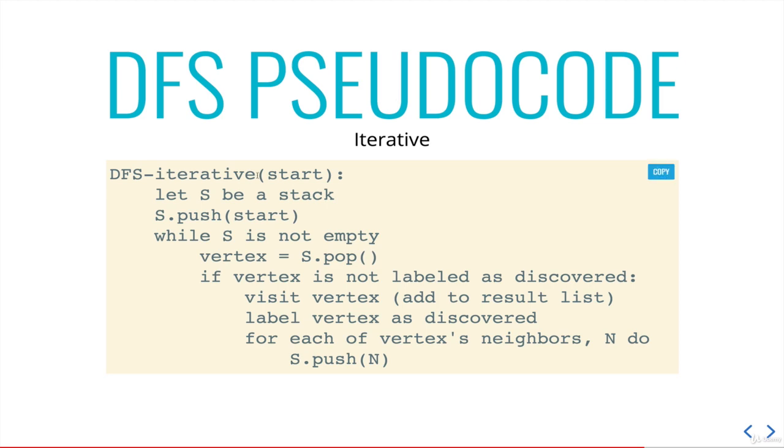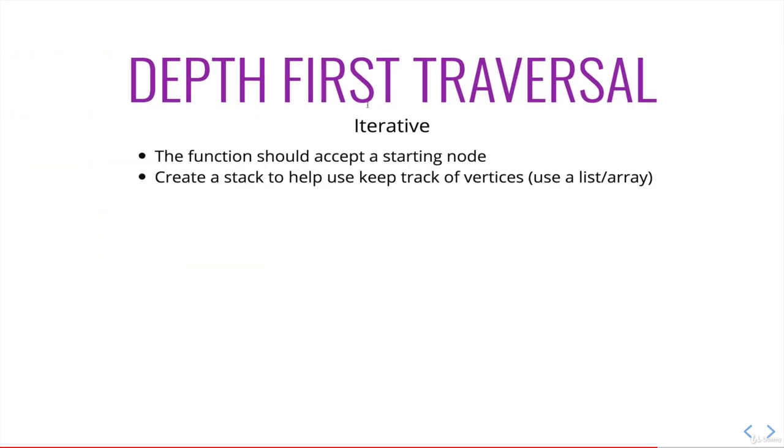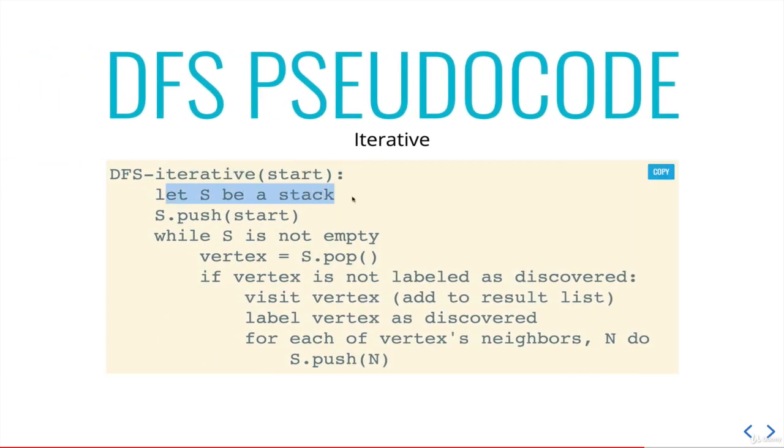So DFS iterative, here's the basic pseudocode, and then I have the more in-depth version. So we'll make a stack called S, which will be an array, starts empty. And we push the starting node, the vertex will start from A, probably, onto the stack. That's the first thing we want to do. Then we have a loop. While S is not empty, while there's something in the stack, we're going to pop something off of it, call that vertex. And then we're going to check if it's not discovered, meaning if we haven't visited it yet, visit it, add it to our list, label it as discovered, and then for each of its neighbors, push them onto the stack.